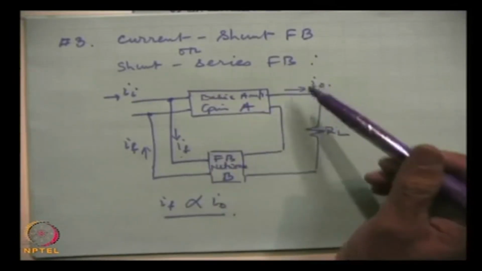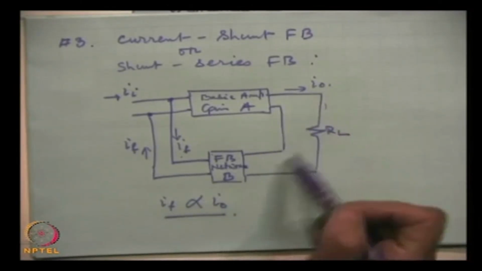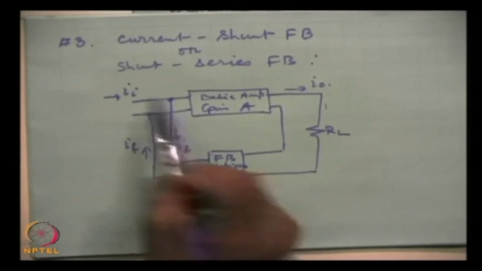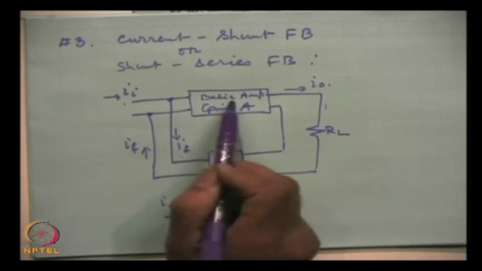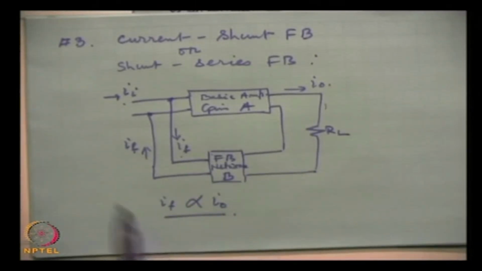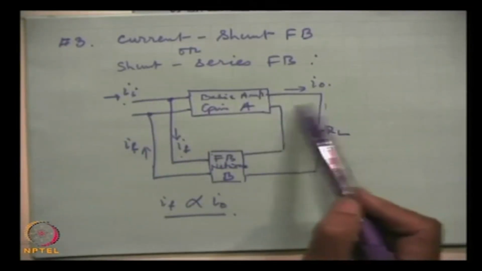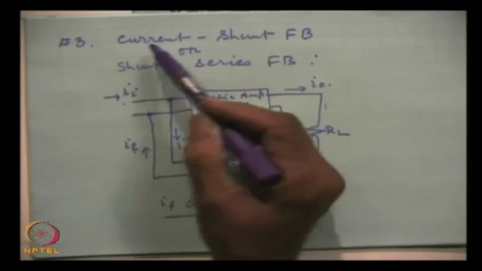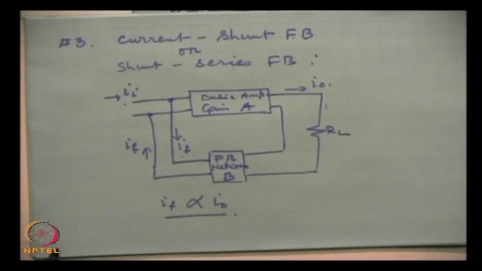So, we are sampling, actually feeding back a fraction of the output current, and it is compared with the input current I I, and the circuit functions. In this nomenclature, shunt connection at the input, series connection at the output, we are sampling the current and returning that signal in shunt form at the input. So, this is current shunt feedback, or shunt series feedback.